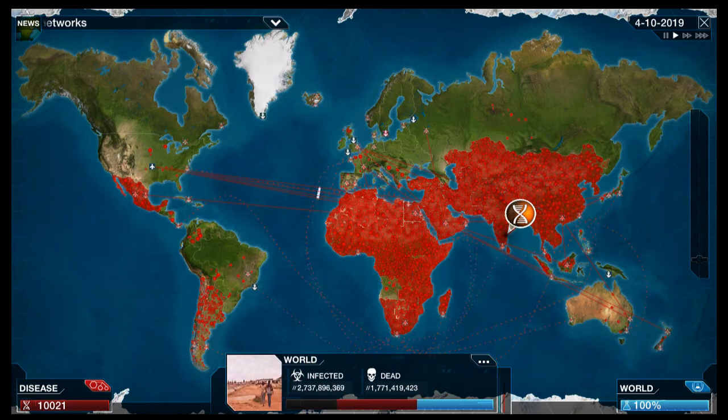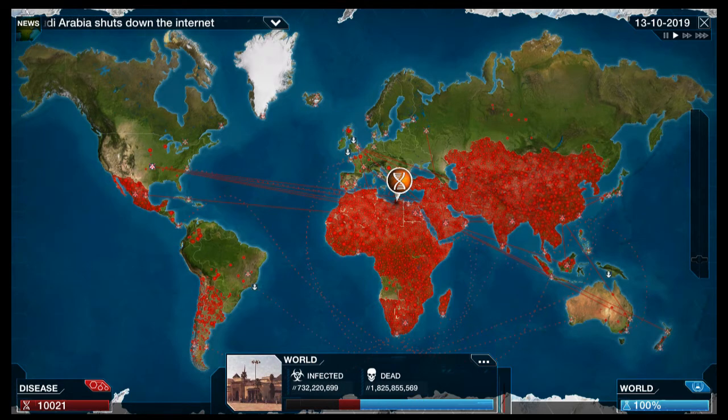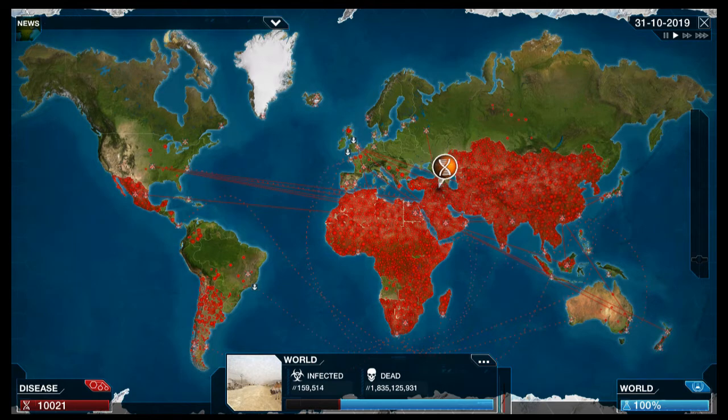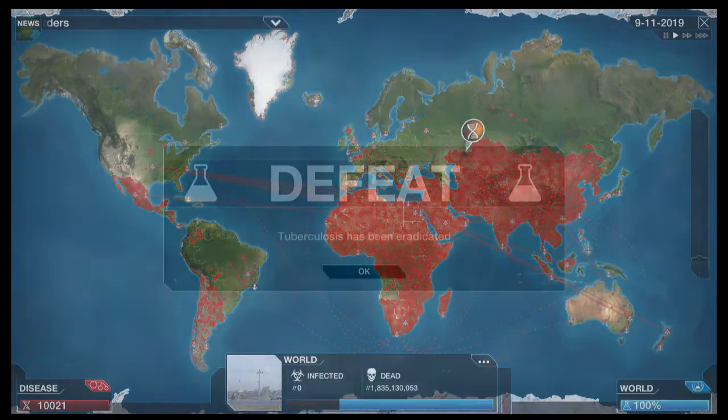The cure has been developed. The infected are quickly brought back to health and infection rates drop to 0 worldwide. Tuberculosis is no longer a threat to the human race.